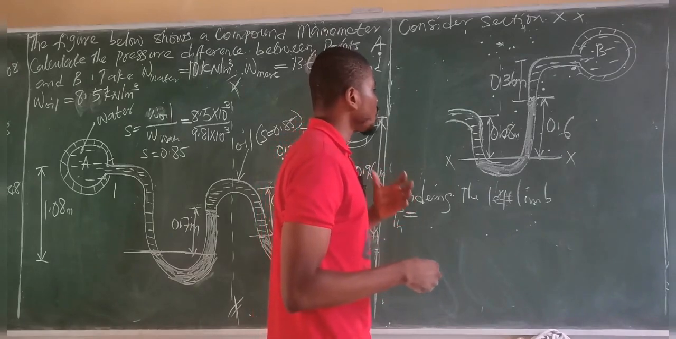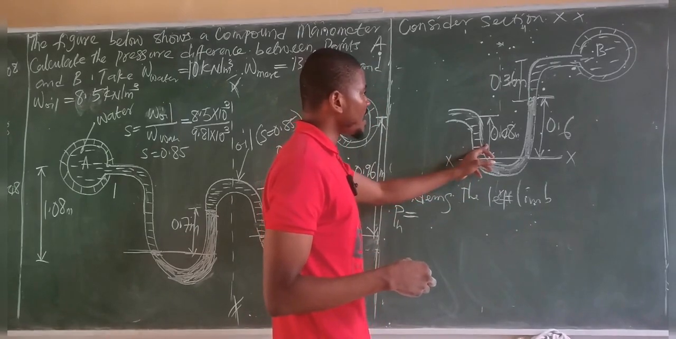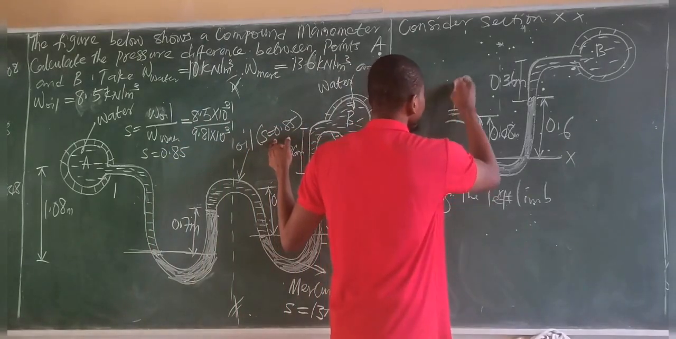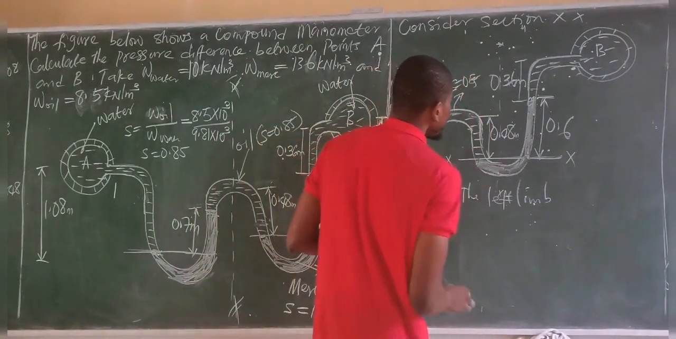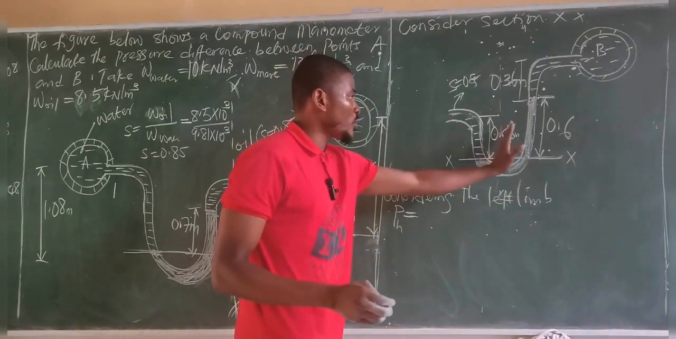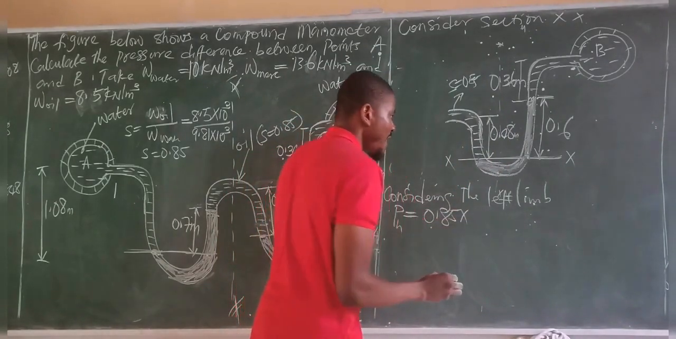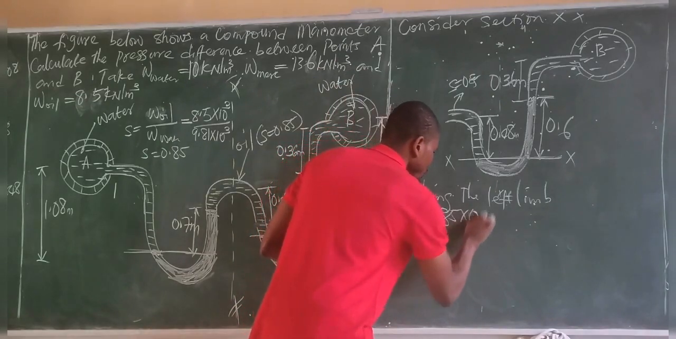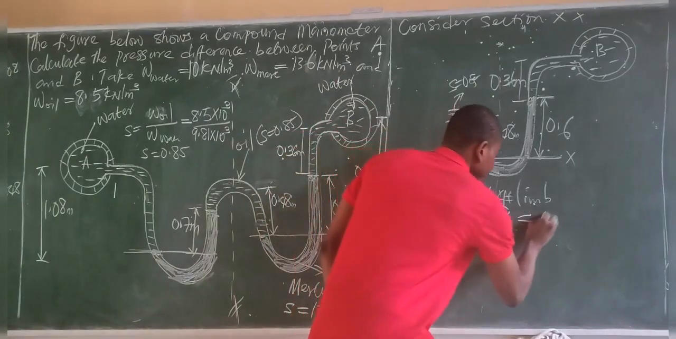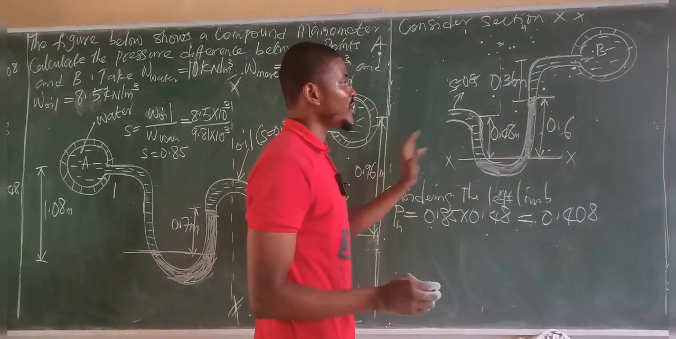And at the left limb, the only fluid at the left limb is the oil. And the oil has a specific gravity of what? 0.85. So specific gravity of this oil, X, equals 0.85. And the height of the oil is given as 0.48. That means total pressure head on the left limb becomes 0.85 specific gravity multiplied by the height of the oil, which is 0.48. And if you do this, you're going to obtain 0.408. So that becomes the total pressure head on the left limb.